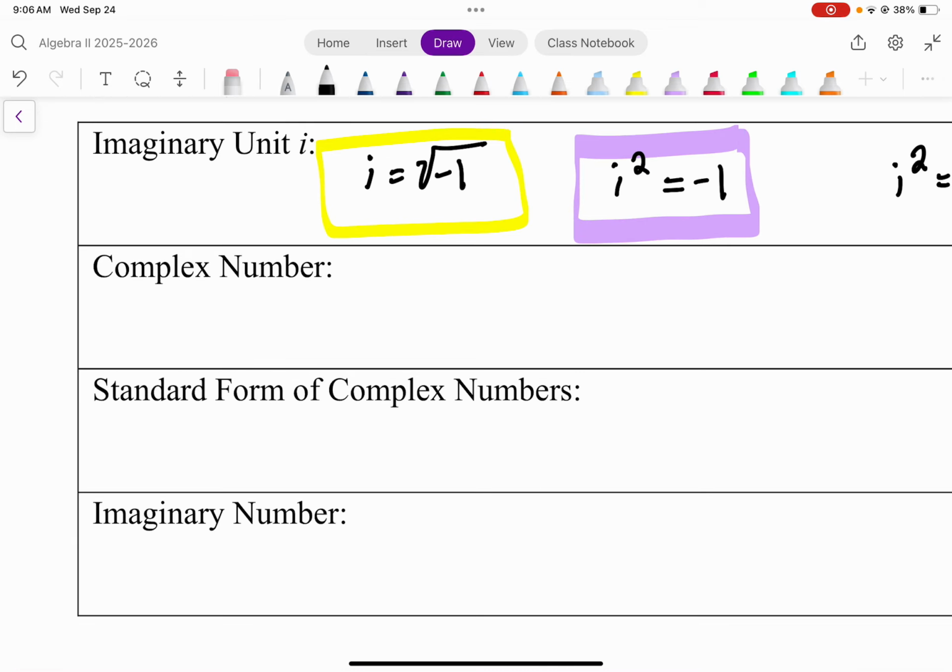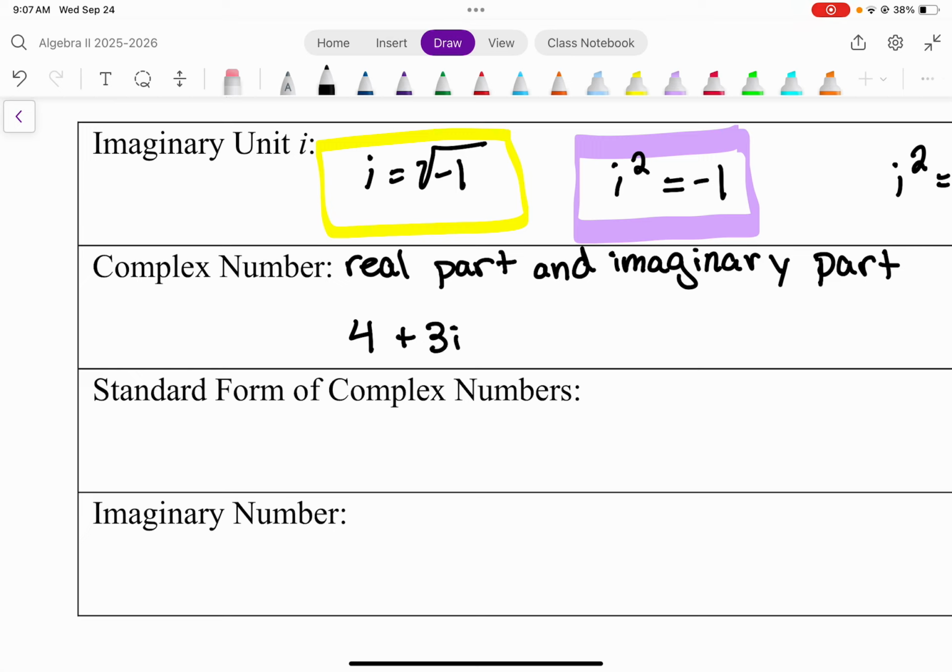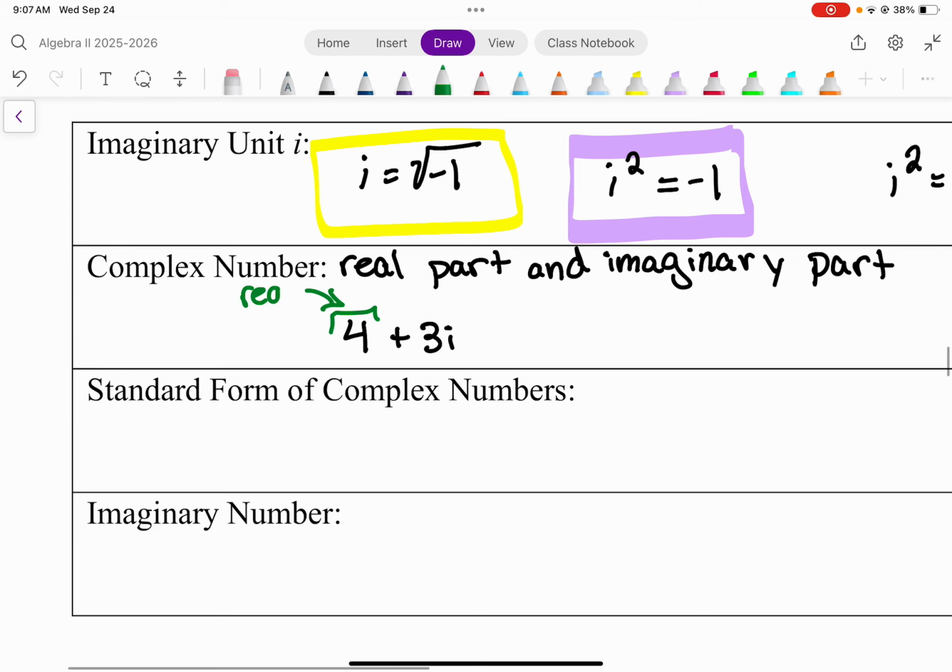Next, we have what's called a complex number, and a complex number has a real part and then an imaginary part. An example of that would be like 4 plus 3i. The 4 is the real part. It's just an ordinary number that we have been working with before, so that's real. And then the 3i is the imaginary part. Then them together is what makes one complex number.